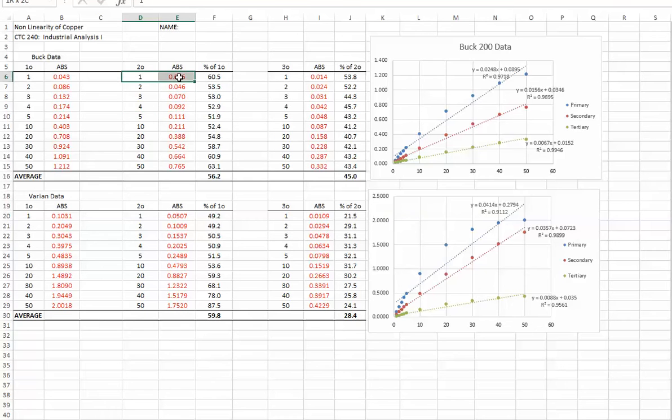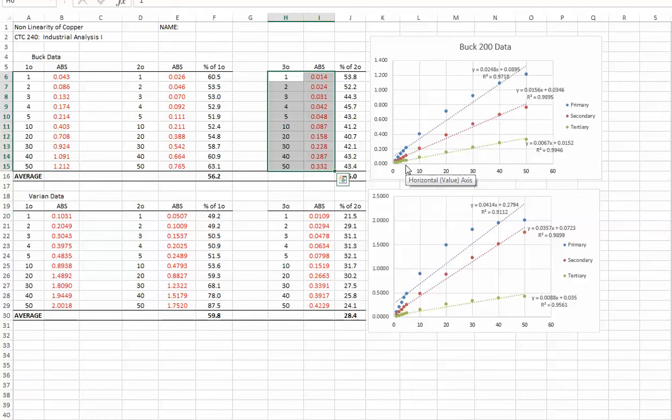I'll do that with the secondary wavelength data, and I do that with the third or tertiary wavelength data. I plot all three of these on the same graph, and that's what you're seeing here. I've labeled them just so you know which one is which. My primary is the blue one, my secondary is the red one, and my tertiary is the green one.